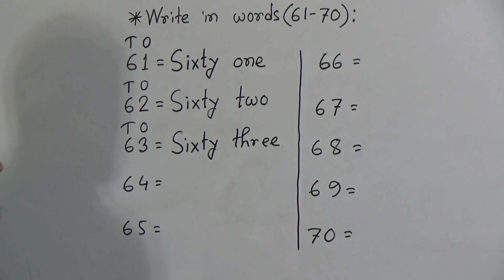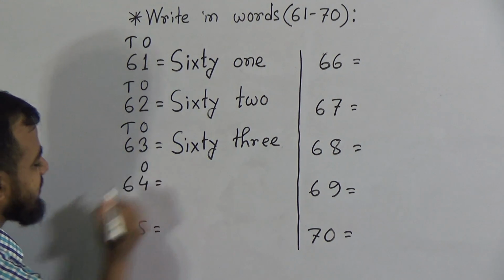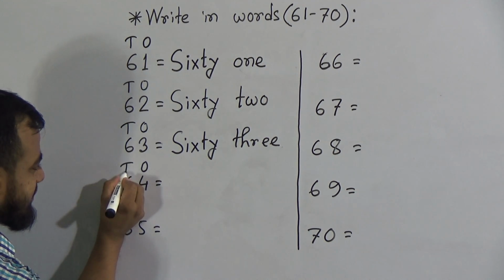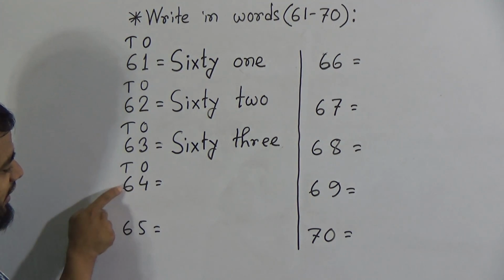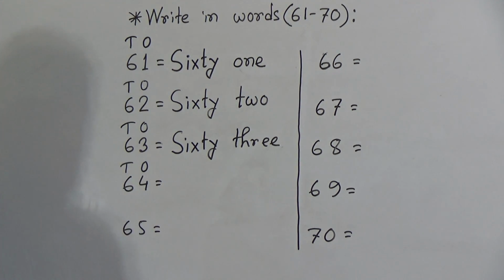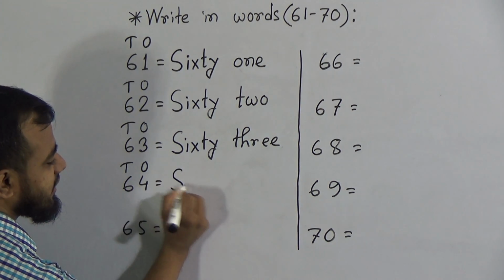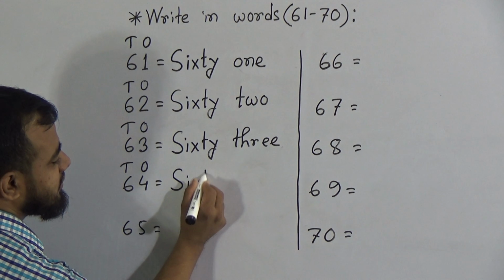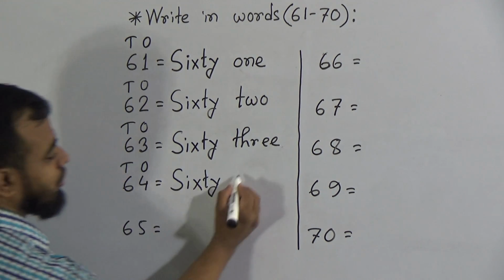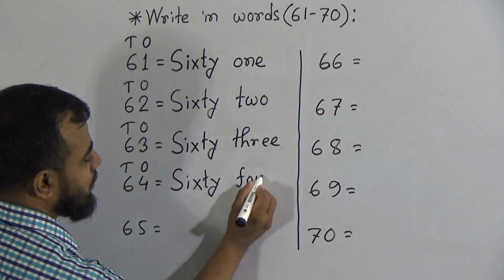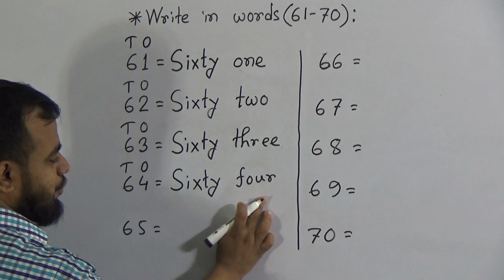After 63 the number comes which is 64. This 4 is in 1's place, this 6 is in 10's place. This means this number is 64. Write down the spelling of 60 at first, S-I-X-T-Y. Then the spelling of 4 is F-O-U-R. So 64.